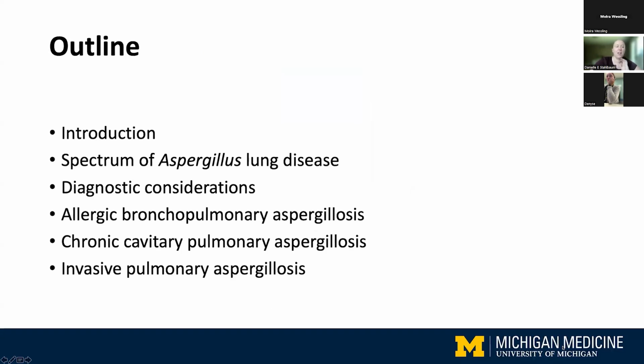I'm going to start with an introduction, review the spectrum of Aspergillus-related lung disease, touch on some important diagnostic considerations, and then delve into more depth, particularly about allergic bronchopulmonary aspergillosis, and then also briefly review chronic cavitary pulmonary aspergillosis and invasive pulmonary aspergillosis. Given it's July, we have new trainees, things like that. I think it's good to overview all of this as it's something that comes up quite often as a diagnostic consideration, differential consideration on the consult service.